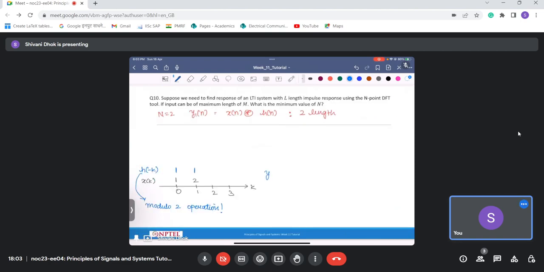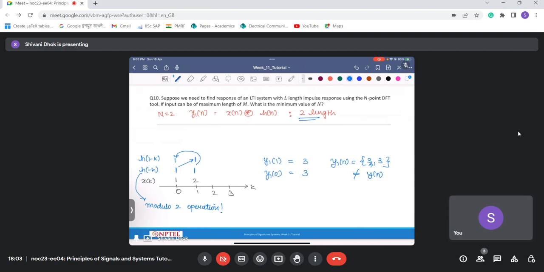So my y1 of 0 will be equal to 1 into 1 plus 2 into 1, which is equal to 3. Now, if I shift it by 1, we need to find a 2-length sequence. So this n will be varying from 0 to 1. Now this one will go here and this one will go here. So again, y1 of 1 is equal to 1 into 1 plus 1 into 2, which is equal to 3. So y1 of n is a 2-length sequence, 3, 3. And this is not equal to my y[n].